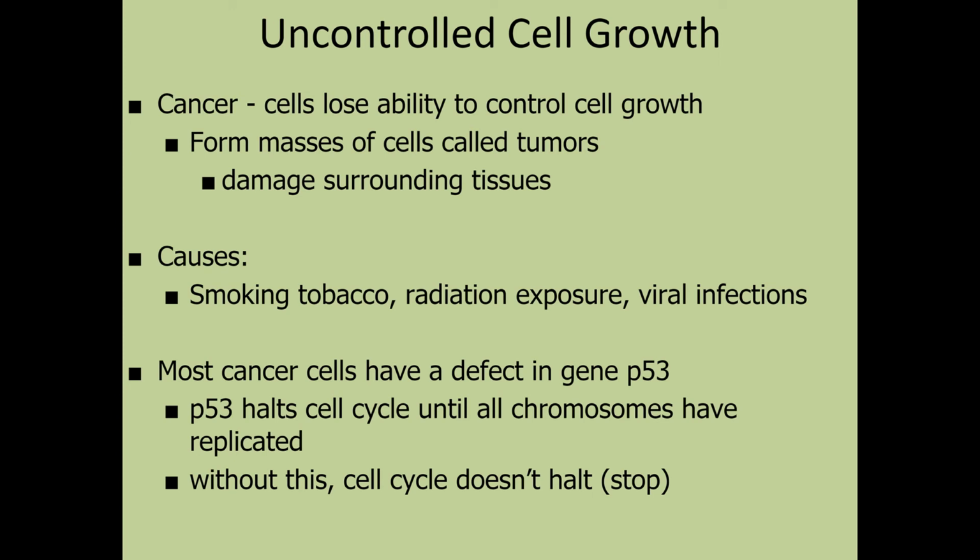These cancers form masses of cells called tumors, and they do damage to surrounding tissue. So let's say you have a bone tumor or something like that. It can not only affect your bones, but it could affect other tissues around it. So some causes are smoking tobacco. Smoking kills, so that is one huge thing. Radiation exposure and viral infections.